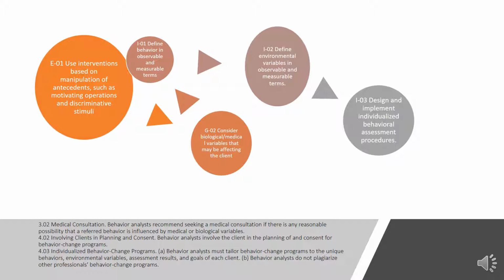And then when we're defining our behavior in observable and measurable terms, are we also defining the environmental variables that can be observable and measurable? Are we identifying what variables could be affecting them the most? And then from that, are we creating an individualized assessment that can help us create the best possible game plan, something that can be translated from our clinic to home, to school, to relatives, just to give them the best possible life.